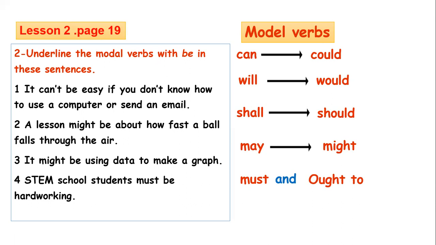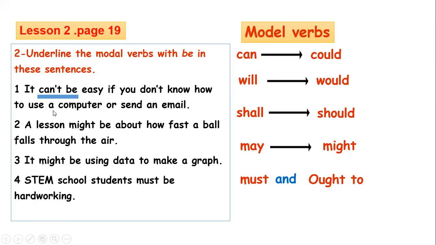The modal verbs in English: can, could, will, would, shall, should, may, might, must, and ought to. Now it's your turn. I want you to try to find out the modal verbs. In sentence number 1, it can't be easy if you don't know how to use a computer or send an email. Where is the modal verb here? Yeah, that's right. The modal verb is can't.